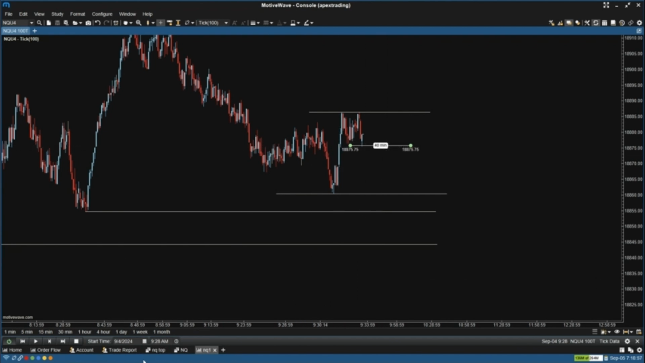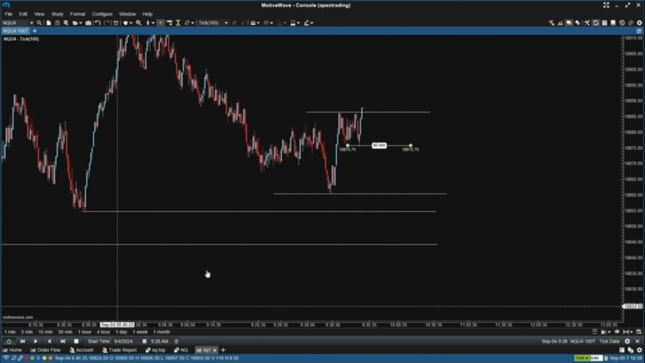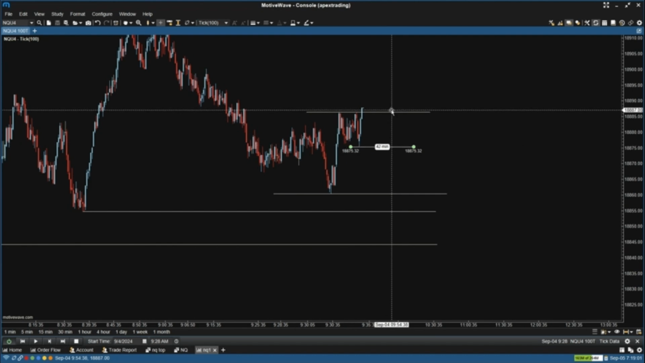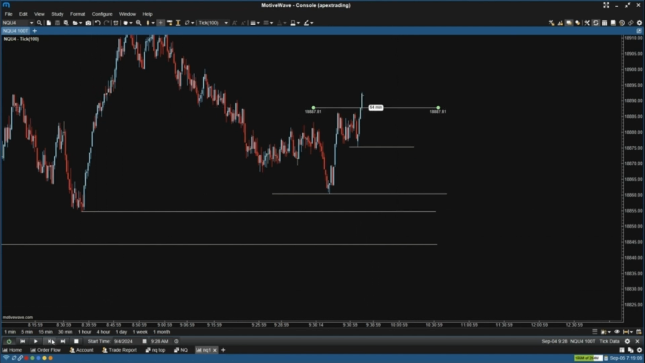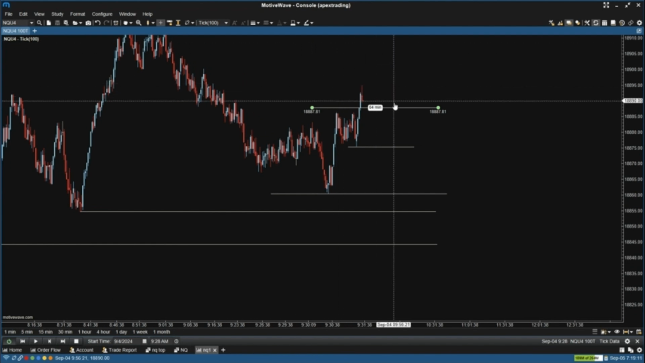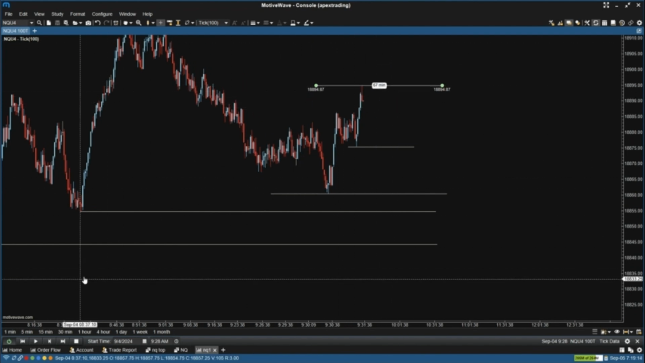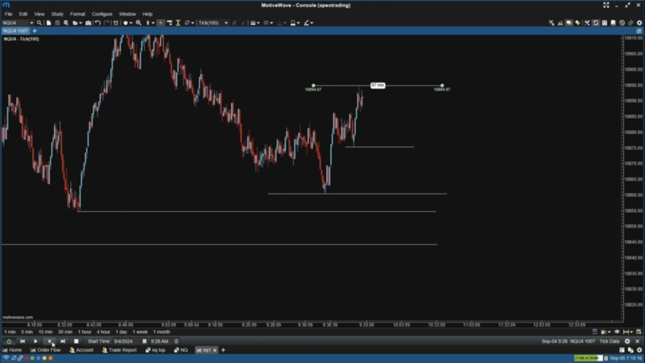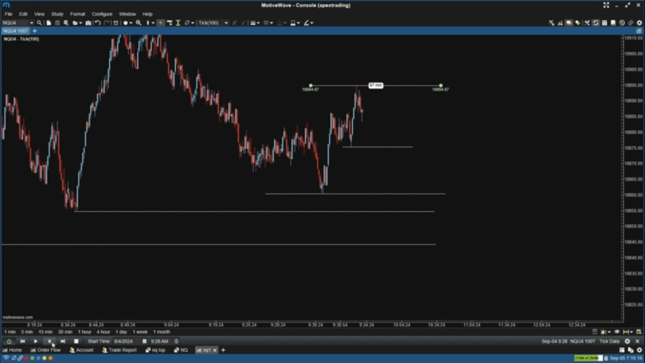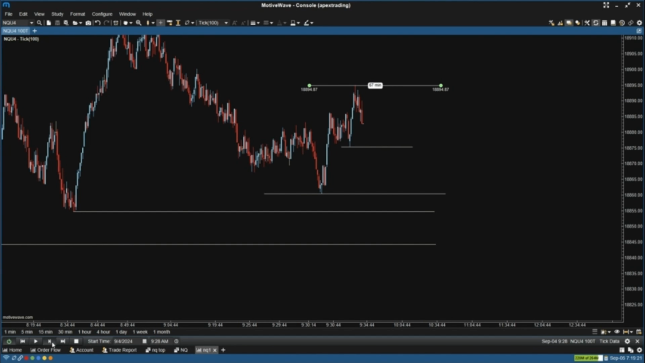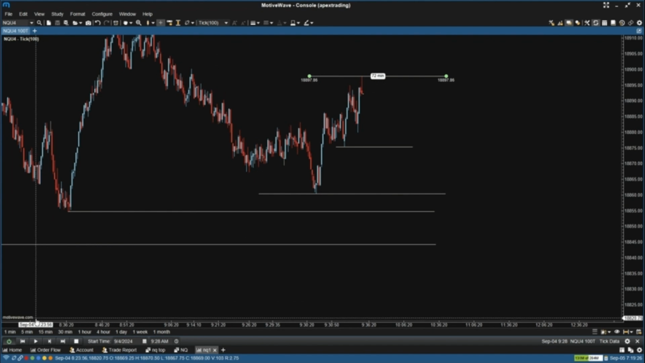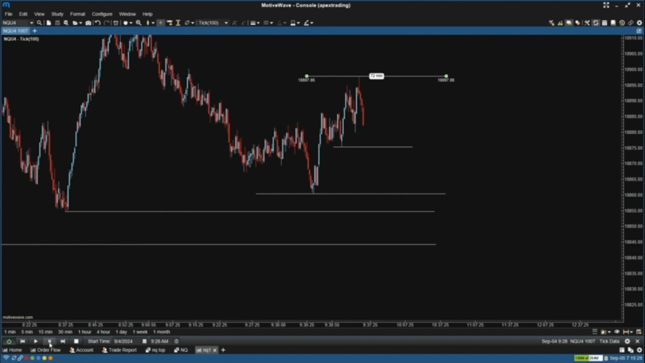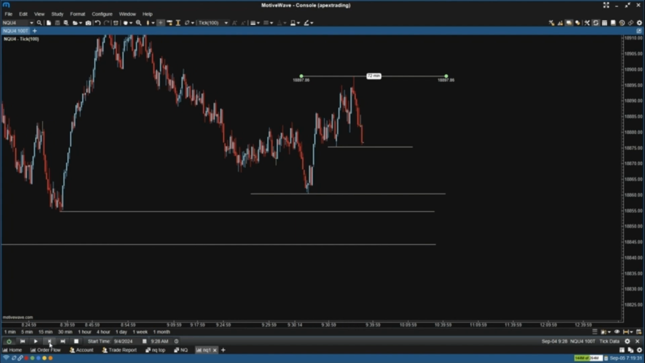So see, yeah, now the idea is invalid because it broke the structure, meaning we have some bullish momentum, or we have buyers still in the market. Yeah, it's still breaking up, so I'm thinking buyers are still there.